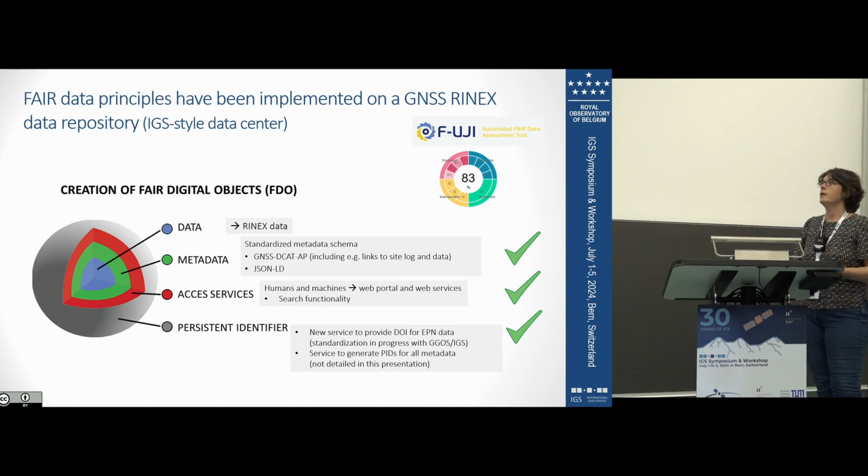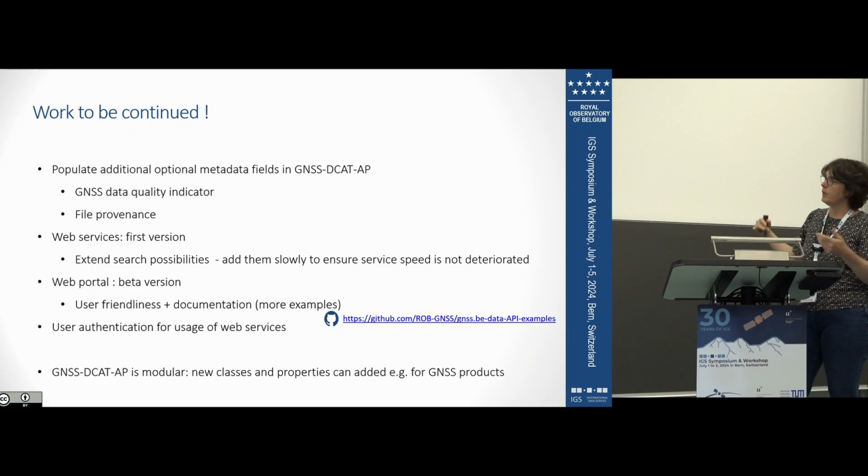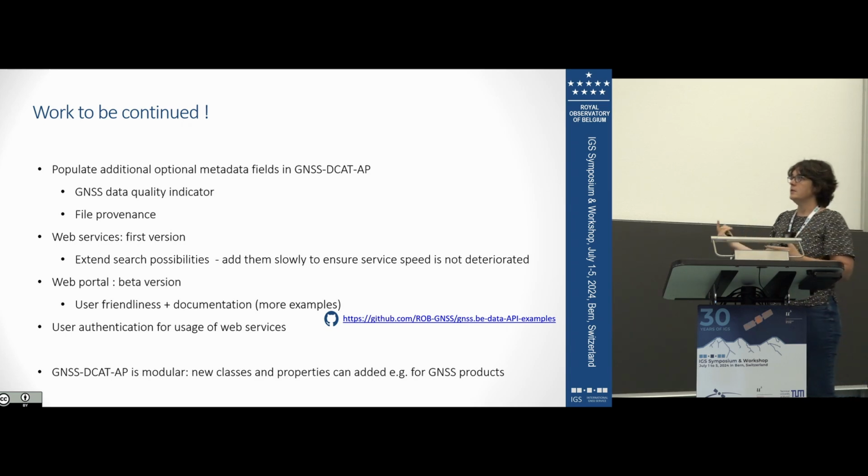So we implemented the FAIR data principles on the GNSS RINEX data repository we are hosting, the EPN Historical Data Center. It's an IGS style data center. So around the data, that are the RINEX data, we built those different layers. We have our standardized metadata schema, which is the GNSS DCAT-AP, and it is exported in JSON as serialization format.